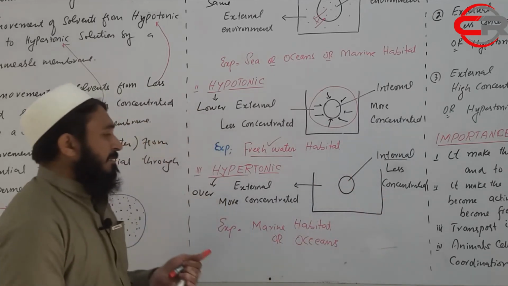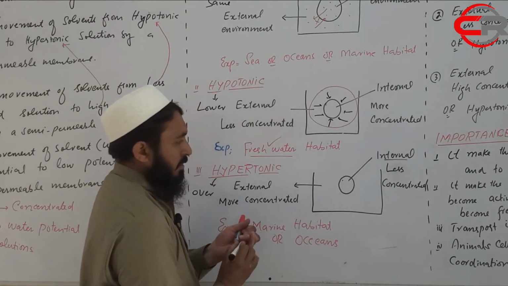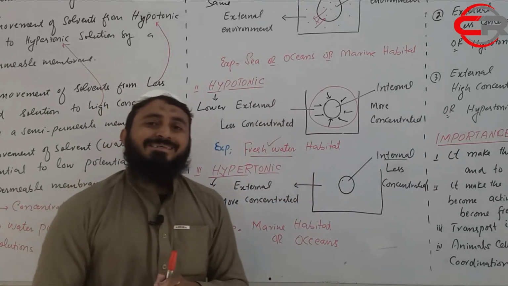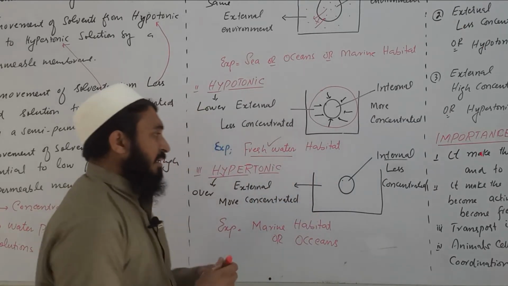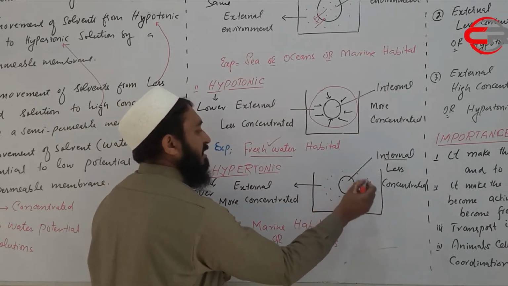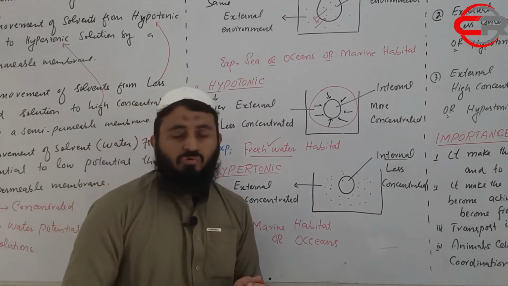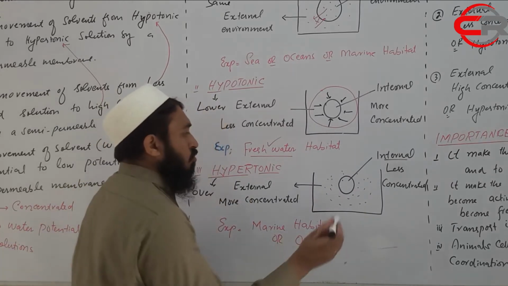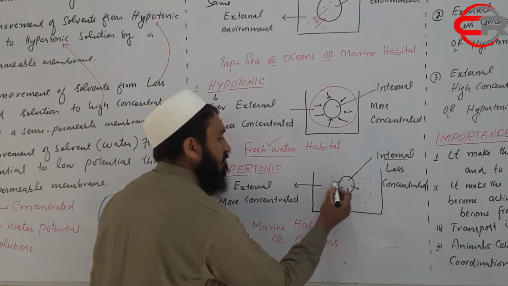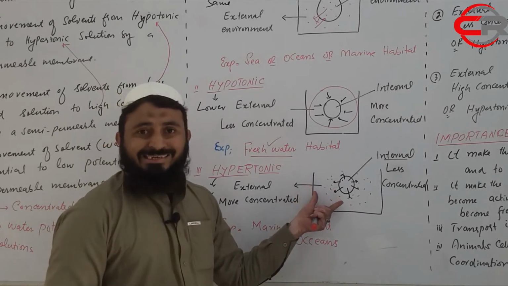So what will happen? The internal environment contains a lot of water, with just one dot considered as the solute substances, while the external environment has a lot of dots, that is, the external environment has much more solute substances than the internal environment. So what will happen? The solvent, the water of the internal environment, will come out due to its higher concentration of water than the external environment.